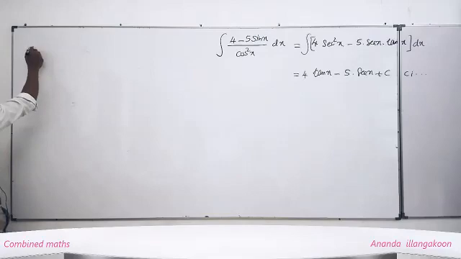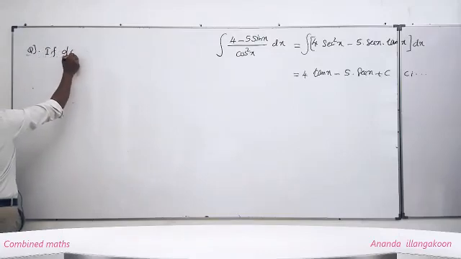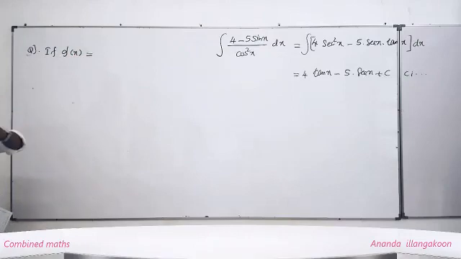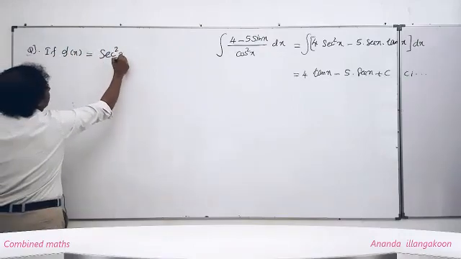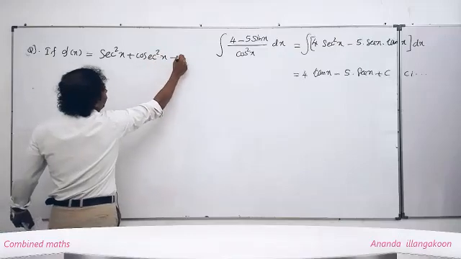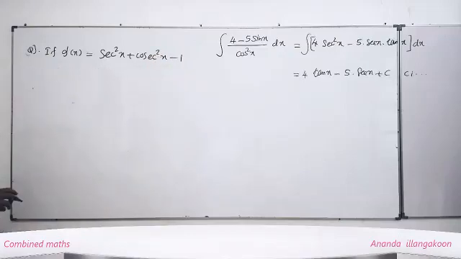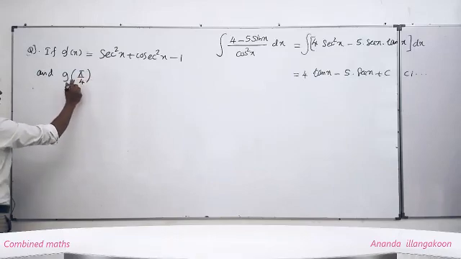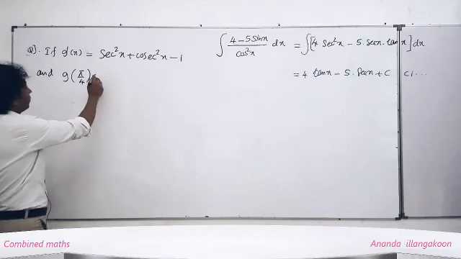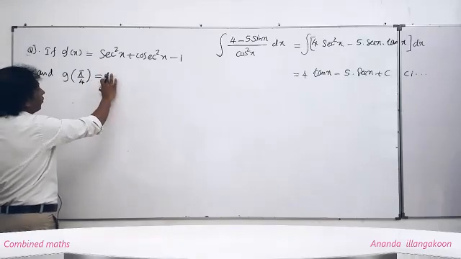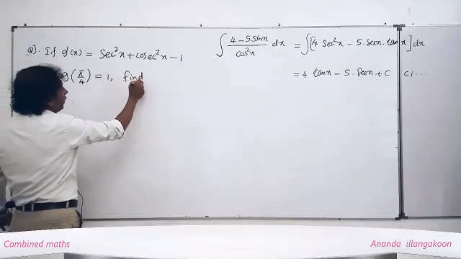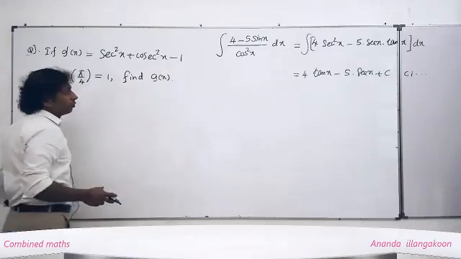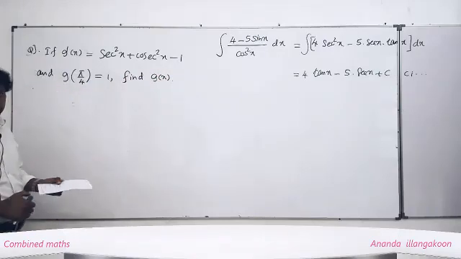Next question is this. The question is, people, if g dash x equals sec squared x plus cosec squared x minus 1, and g of 5/4 equals 1, find gx. Find gx. This is the question. Find gx.